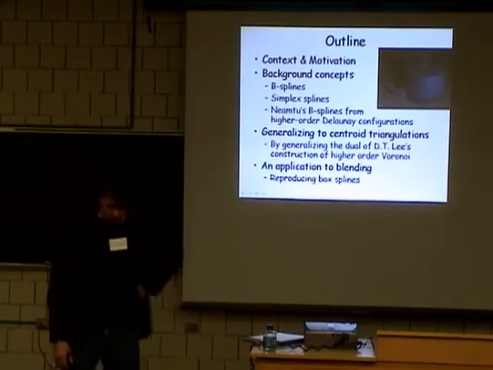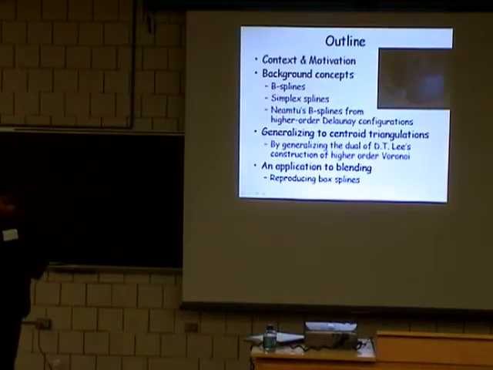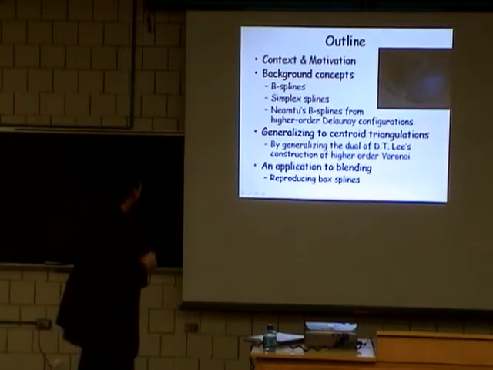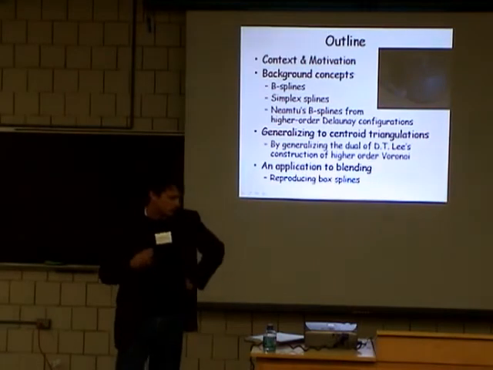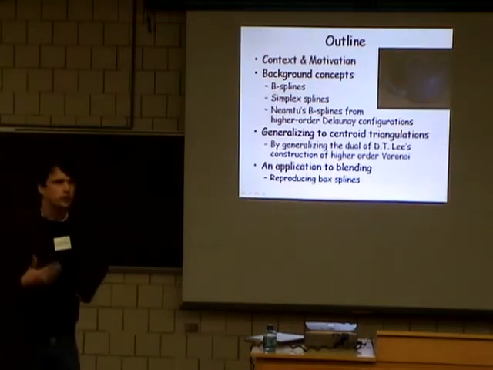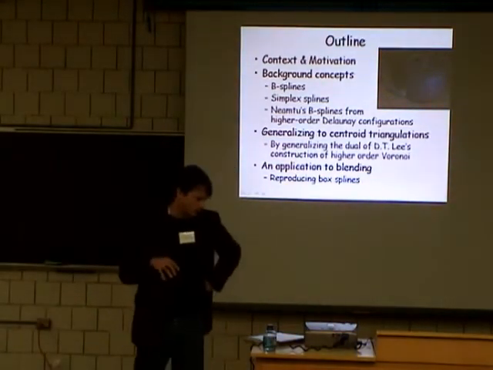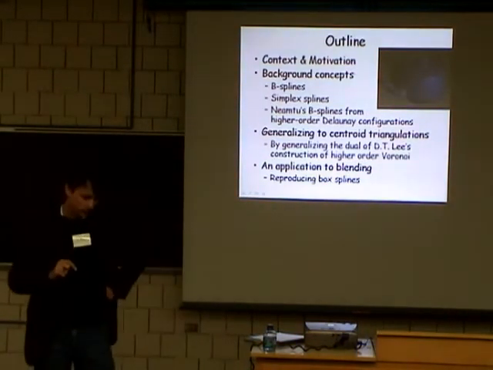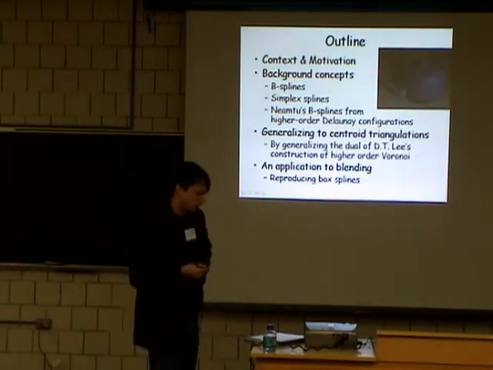So, background concepts. I'll just remind you a little bit about B-splines, and maybe say something about simplex splines. But the main thing I want to talk about is Mike Neamtu, who's in mathematics at Vanderbilt, and his construction of a bivariate B-spline from higher order Delaunay configurations. And this is really going to be what motivates us, because what I'm going to do is look at generalizing an algorithm to compute the higher order Delaunay triangulations and show how that generalizes Neamtu's construction.